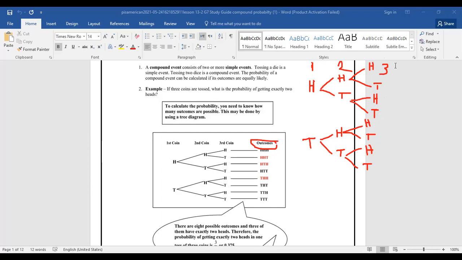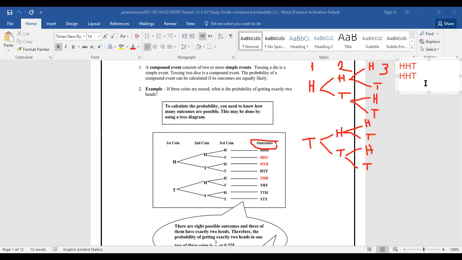Okay. Then for the first one, could you please tell me the outcome? Which one in the diagram? Did you see the mouse? The first one was head, head, head. Second, it will be head, head, tail. Third, it will be head, tail, head. Understood?